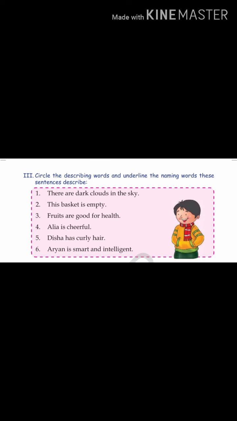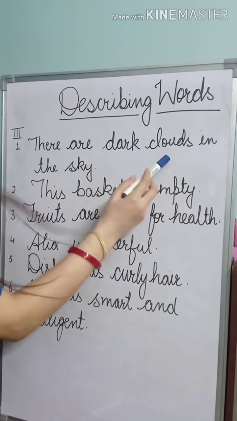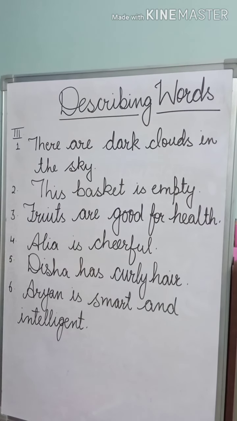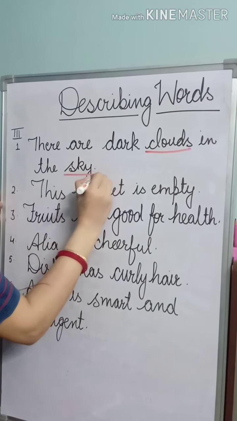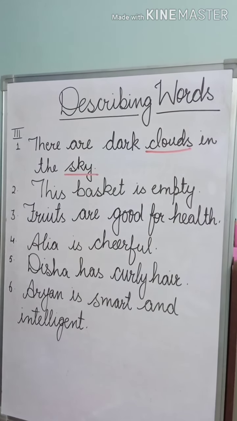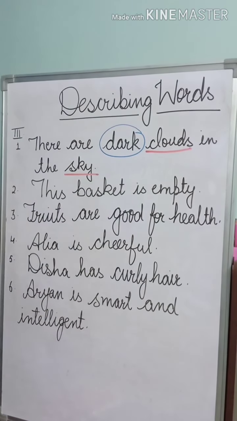Here you have to circle the describing words and underline the naming words given in the sentences. So let's start. First is, there are dark clouds in the sky. So tell me which is the describing word and which is the naming word. First let's find out the naming words. Clouds and sky. And which is the describing word? The word dark is describing clouds.